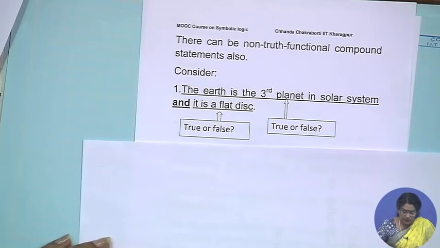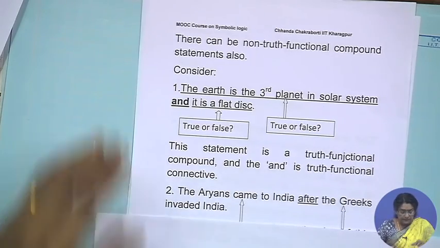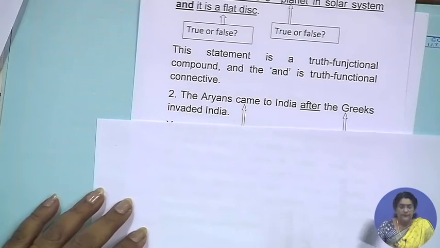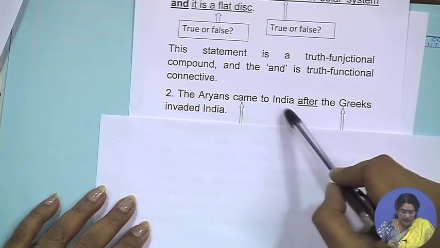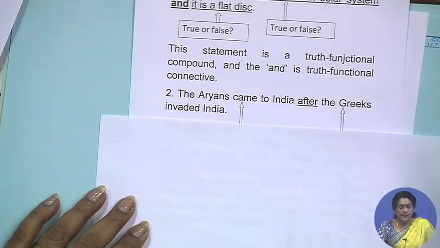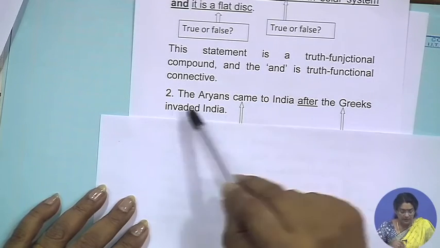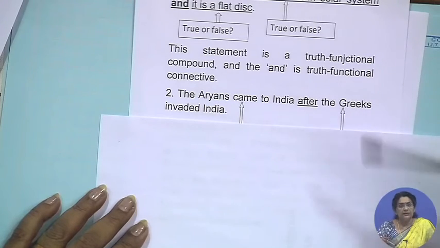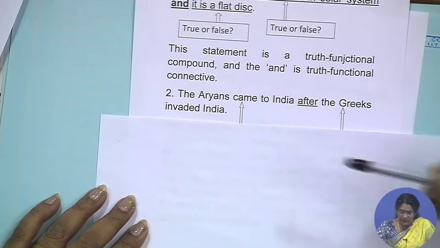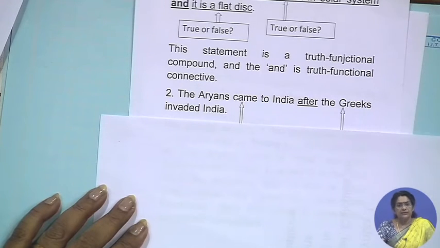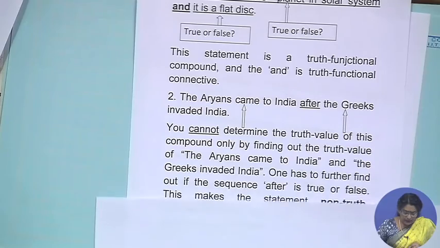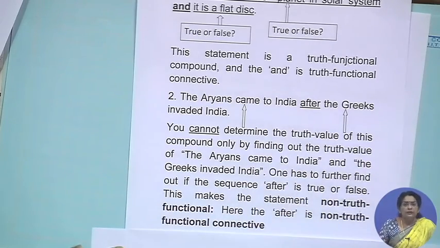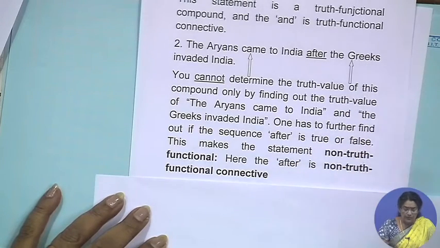Now, compare this scenario with the second example. The Aryans came to India after the Greeks invaded India. As you see, it is a compound statement. Here the two components are: the Aryans came to India, and the Greeks invaded India. But how do we know whether this whole compound sentence is true or false? Are you going to say that first we figure out whether the Aryans came to India is true or false, and then whether the Greeks invaded India or not? If you do that, you are on the wrong path.